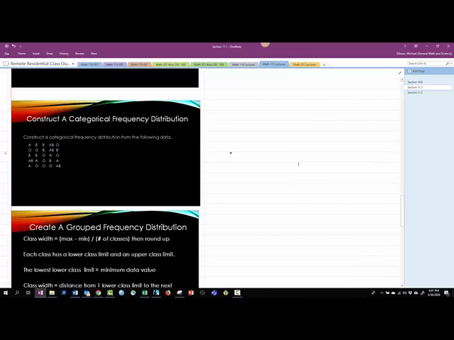All right, so let's do the first one. Construct a categorical frequency distribution. These are typically tables with two columns. First column is the categories. Second column is the frequency. Frequency is just a more formal or technical term for count.